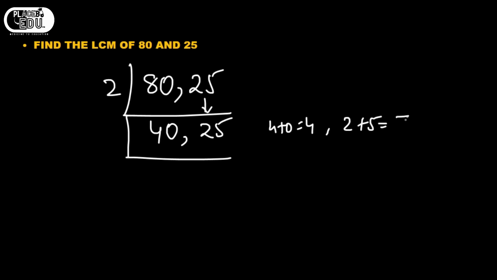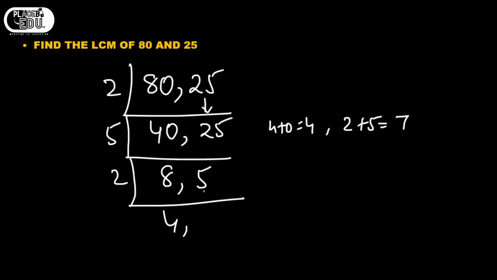I'm trying to check the divisibility rule for 3, and I can't see any number. The next prime number after 3 is 5. 5 8s are 40, 5 5s are 25. Again, the number 8 is divisible by 2, so I can write 2 4s are 8, and I can't divide 5 by 2, so I have to write 5 here, and again 2 2s are 4, and I'll write 5 here.